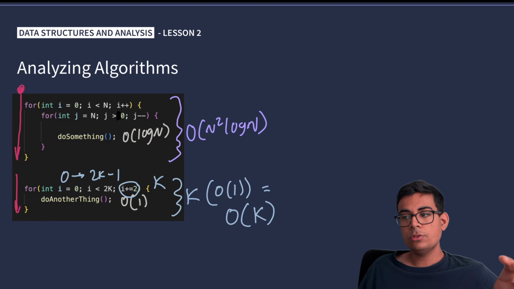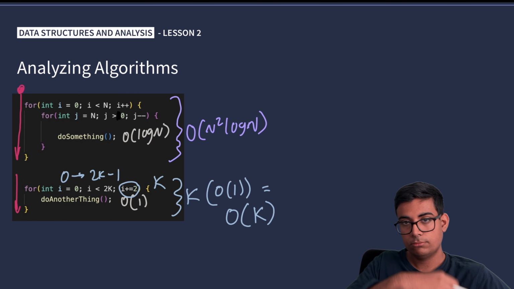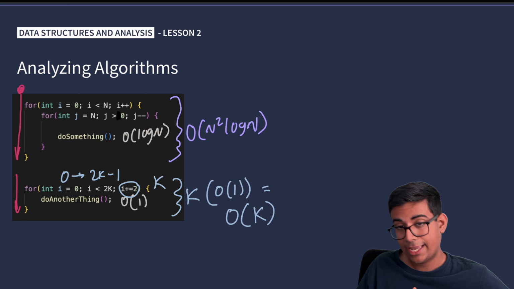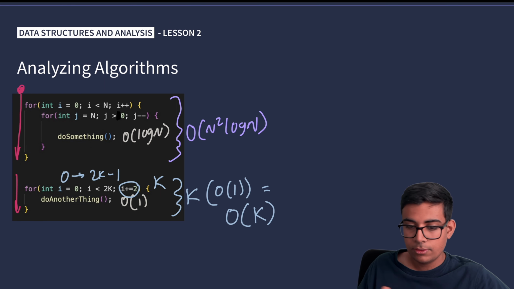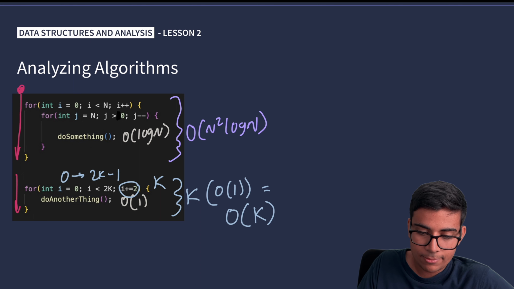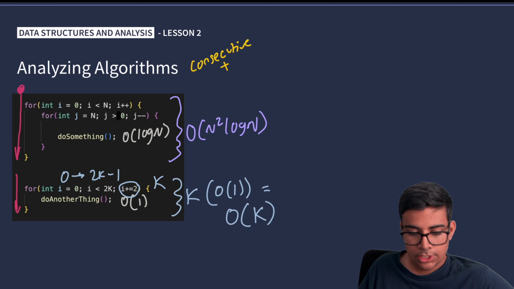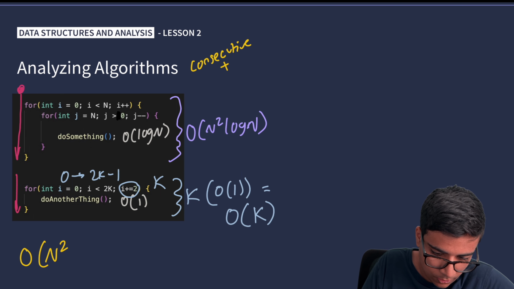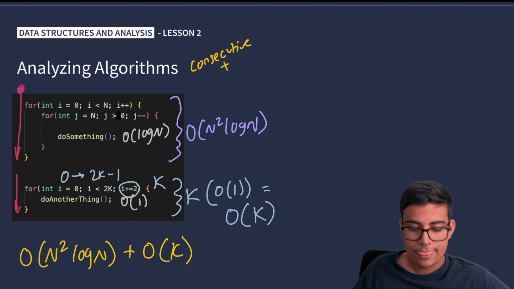We have these 2 statements, essentially consecutive statements, right? One follows another, and they're at the same level. Well, all you have to do with consecutive statements is you add. So for consecutive statements, you add. So we can take O of n squared log n plus O of k, and that is going to be the complexity of this entire thing.